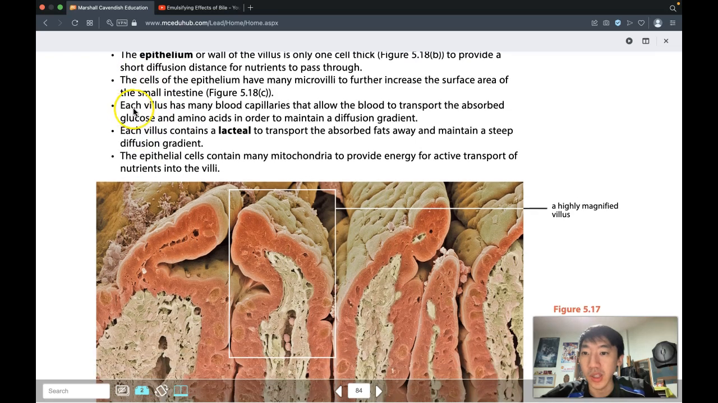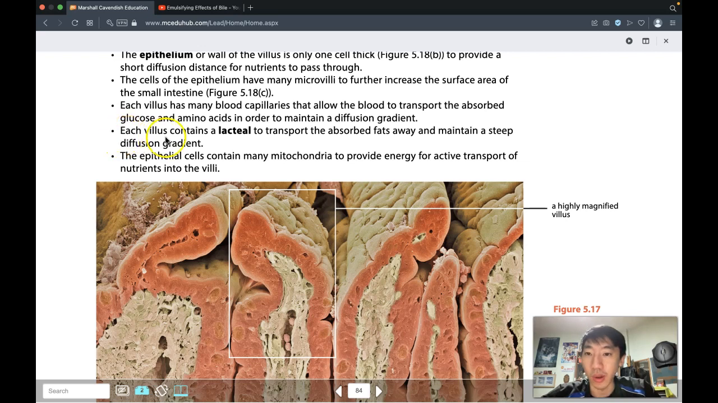Okay, then each villus has many blood capillaries that allow the blood to transport the absorbed glucose and amino acids in order to maintain the diffusion gradient. So when the glucose and amino acids go into the blood here, this is the bloodstream area already, then it will be carried away so that there is this thing called a diffusion gradient.